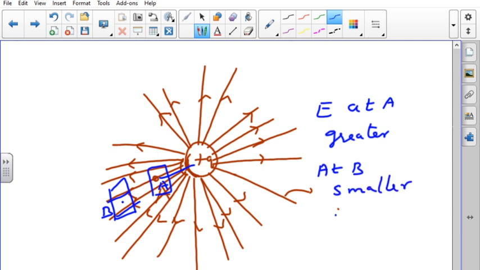So we conclude from this diagram that where the electric field lines are denser, the electric field has larger magnitude.